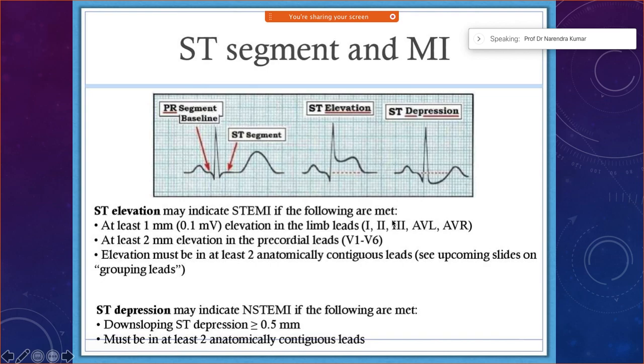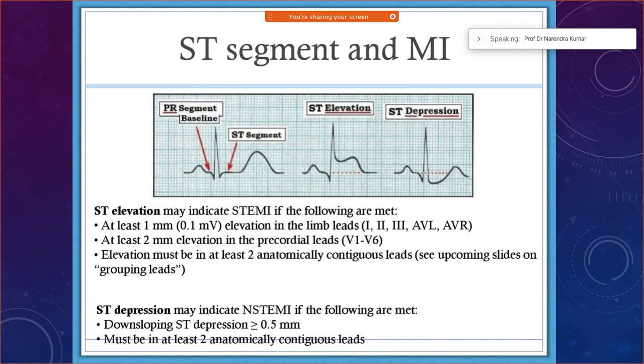And to be called significant, there should be a minimum of 1 millimeter ST elevation for sure, okay? So 1 mm of ST elevation, especially in the limb leads. If you're calling it in the precordial leads, it should be at least around 2 millimeters, okay? And in at least two anatomically contiguous leads.